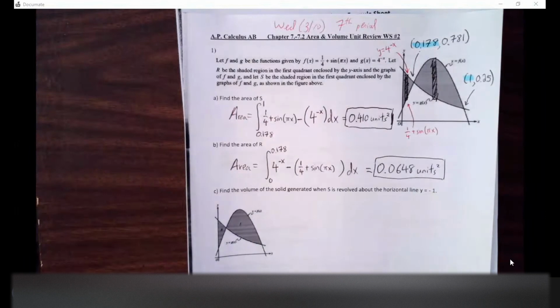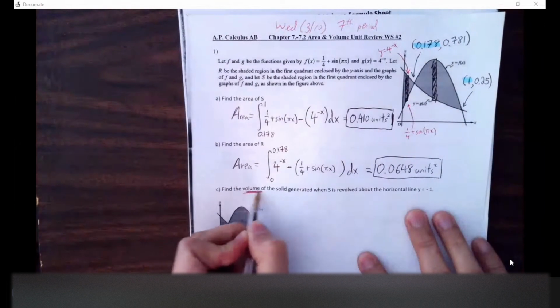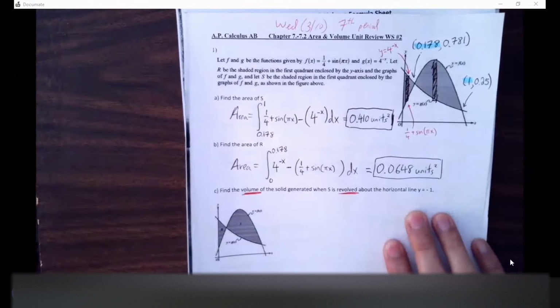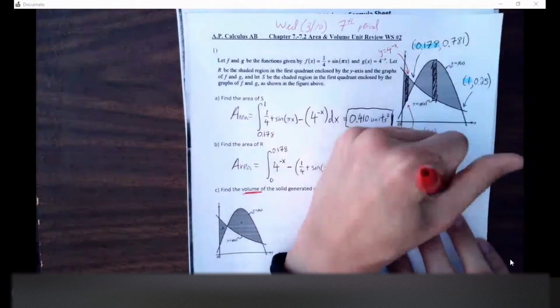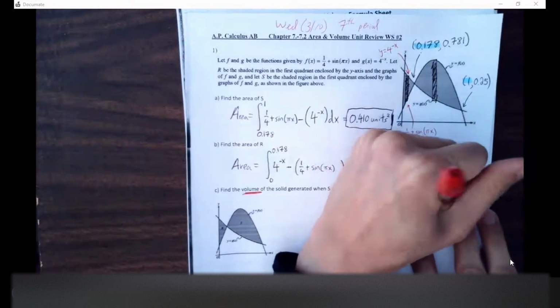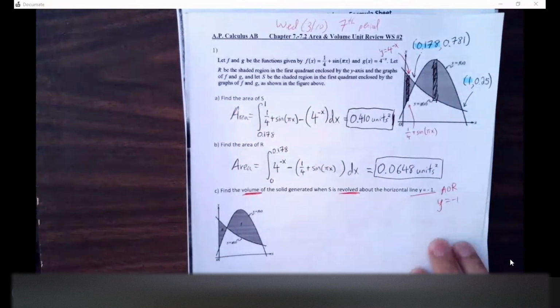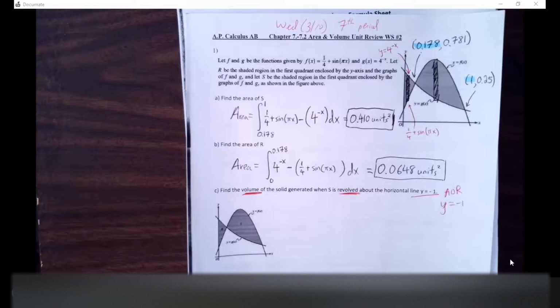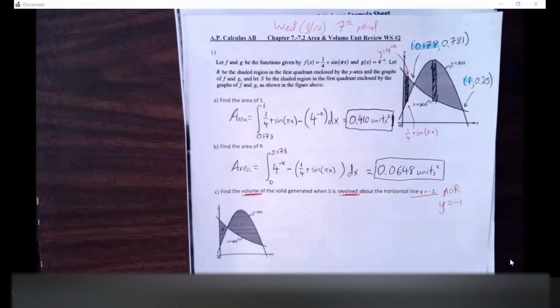All right, moving on to part C, find the volume of the solid generated. So now we're talking about volume. We see the word revolving, we know there's rotation going on, and our axis of revolution is y equals -1. All right, so now because of rotation, we know there's going to be circles involved. So this is going to be disk or washer method, right?